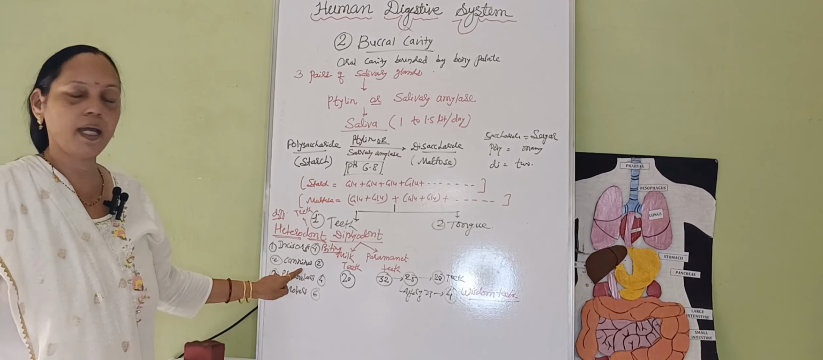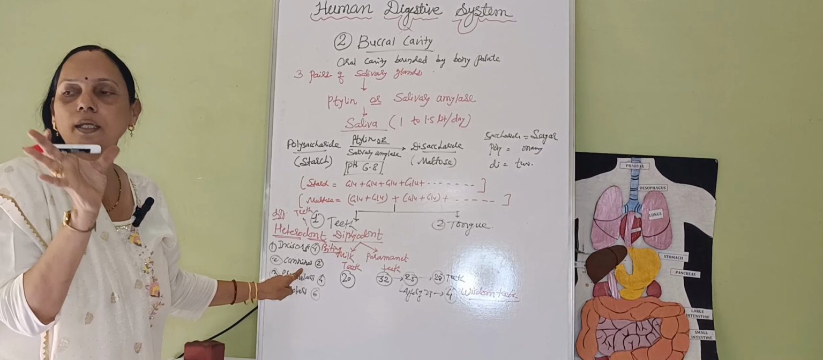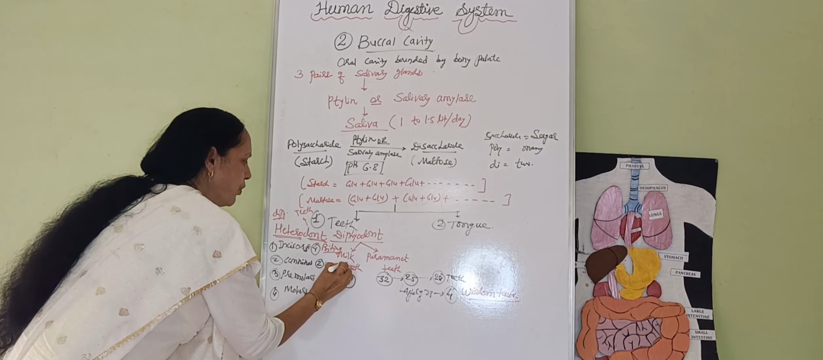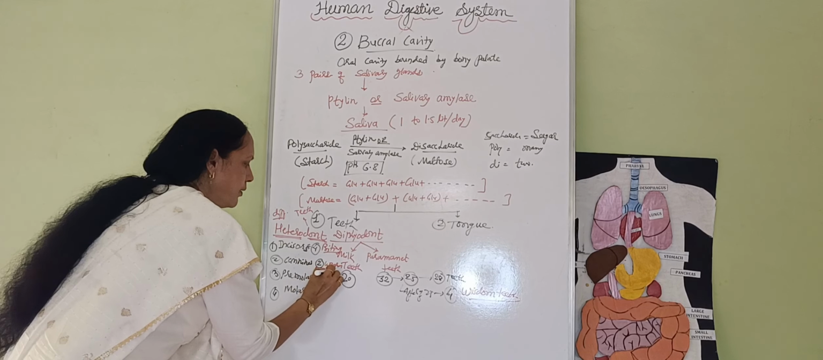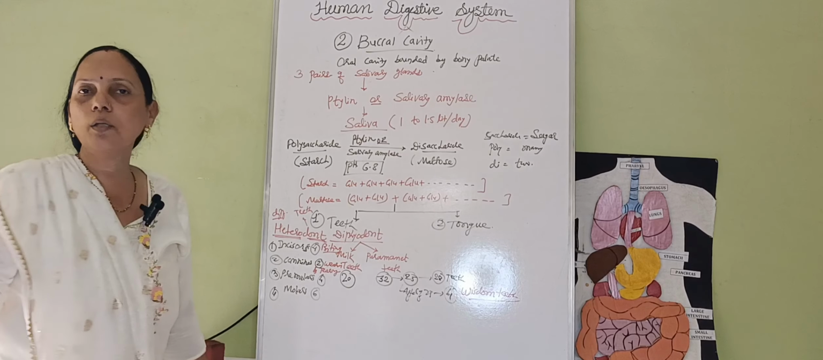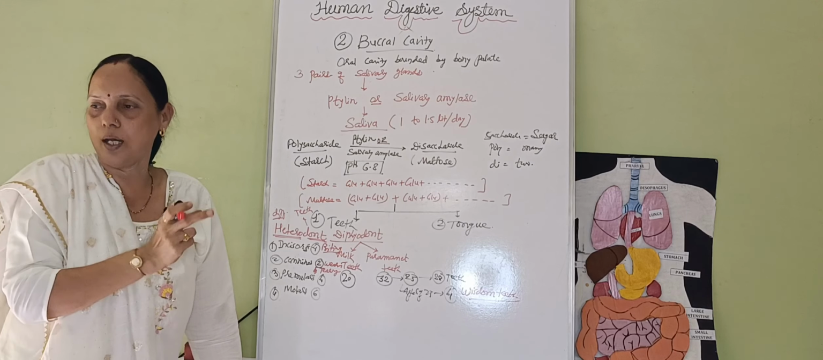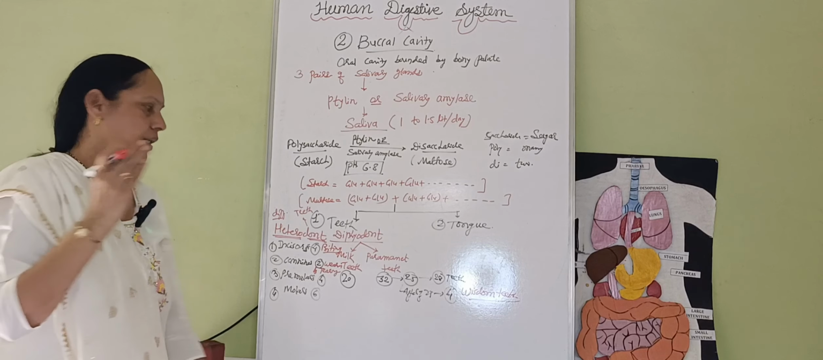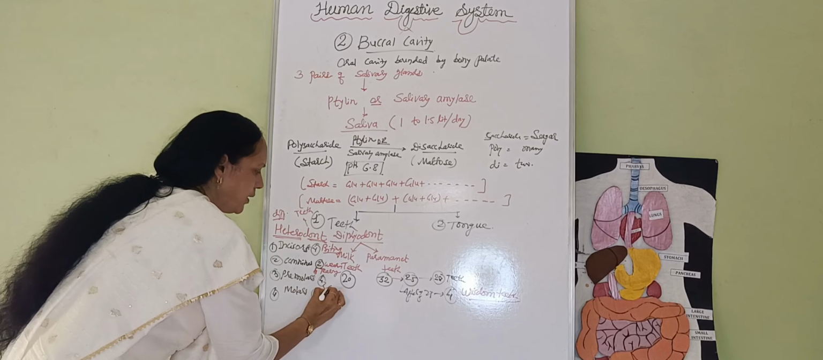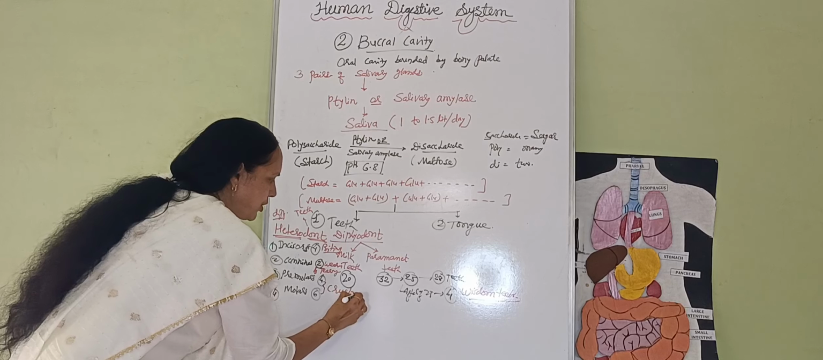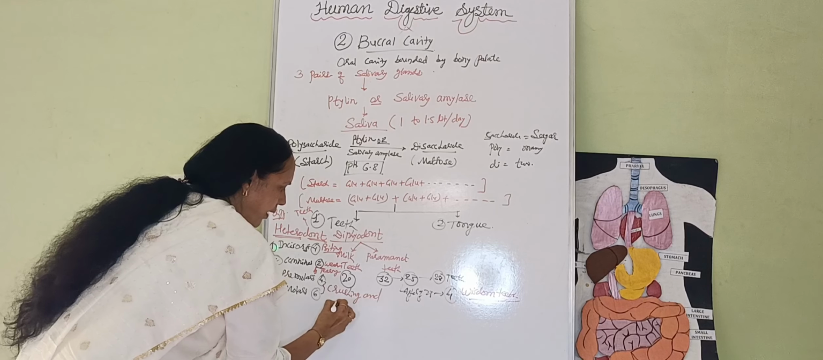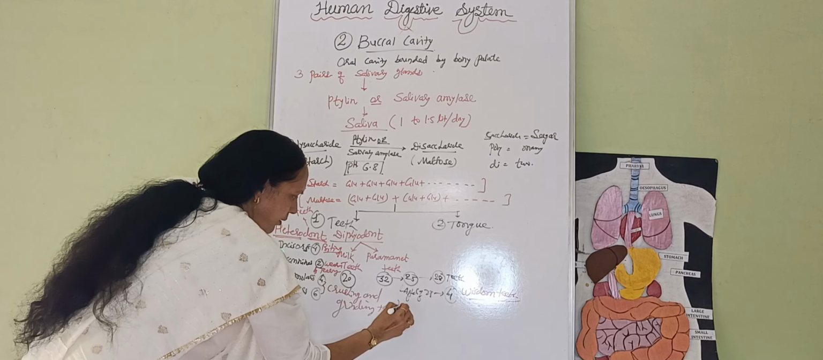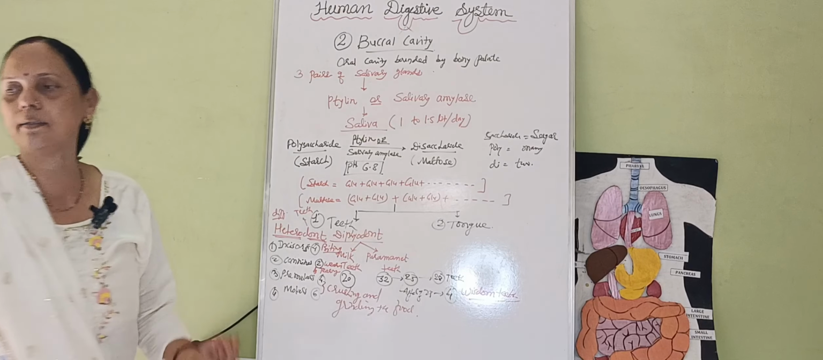Then the second one, canines, are useful for wearing and tearing of the food material. These are useful for what? Wearing and tearing of the food material. Then premolars as well as molars, both teeth are useful for crushing and grinding. Both of these are useful for crushing and grinding the food material.